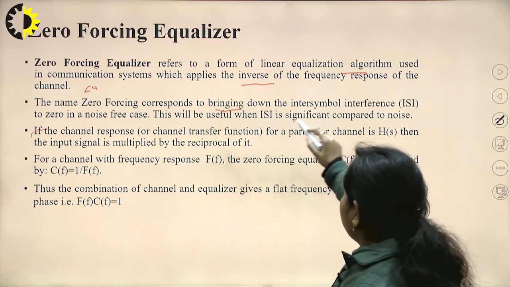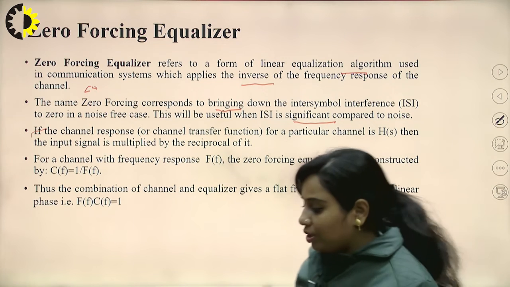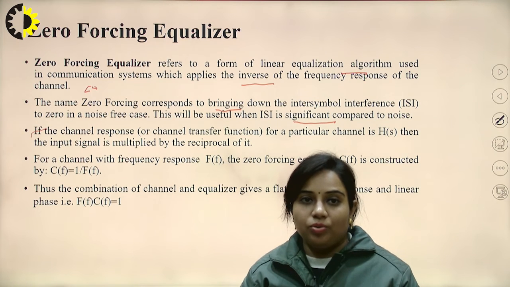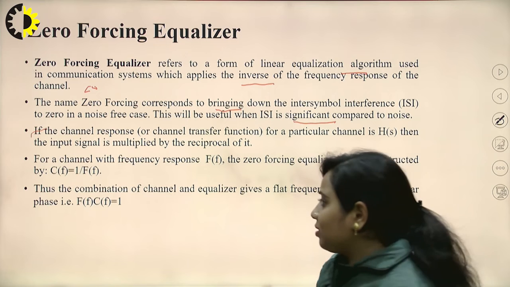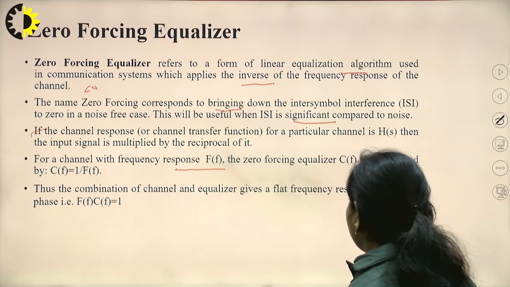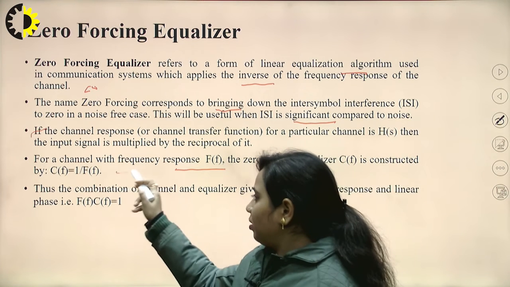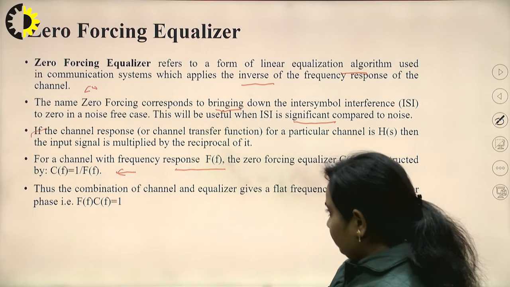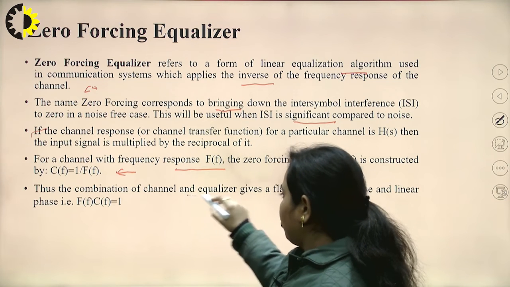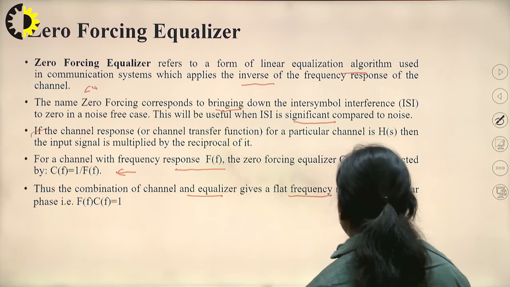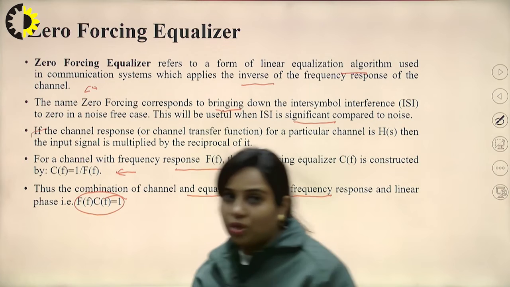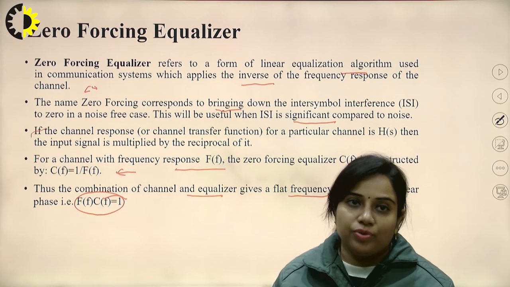So this will be useful when ISI is significant as compared to the noise. So ISI and noise, both are different things. When ISI is much greater as compared to the noise, then zero forcing equalizers are used. So for a channel with frequency response F, the zero forcing equalizer C is constructed which is the inverse of this channel frequency response. So the combination of the channel and equalizer gives a flat frequency response with a linear phase that is given by F into C, which equals 1. So this is an example of zero forcing equalizer.